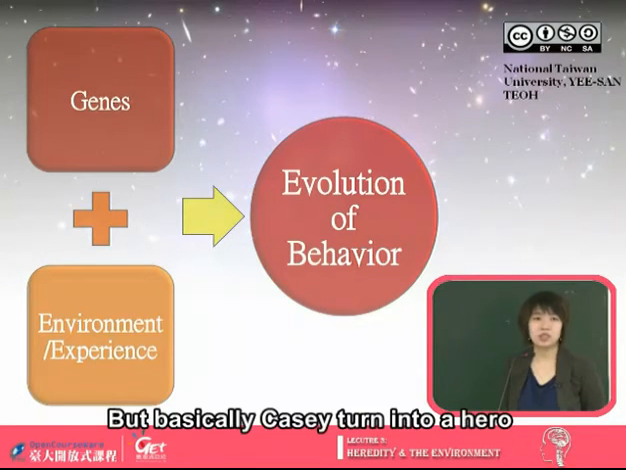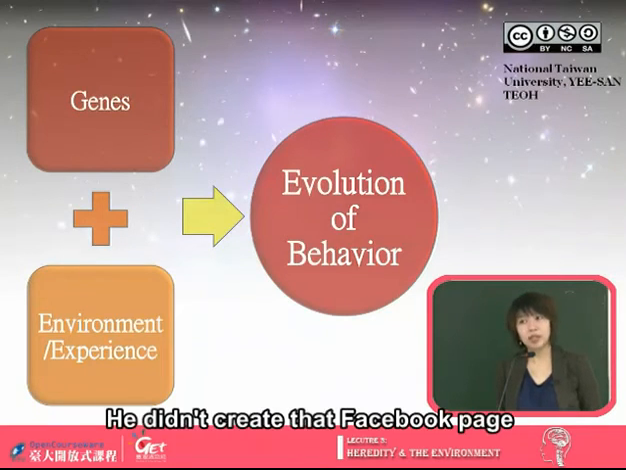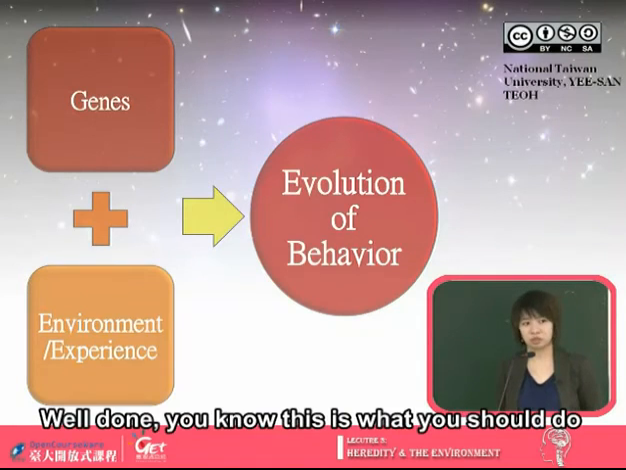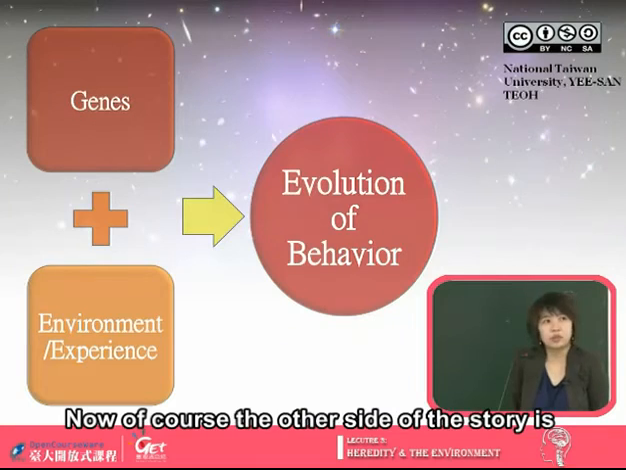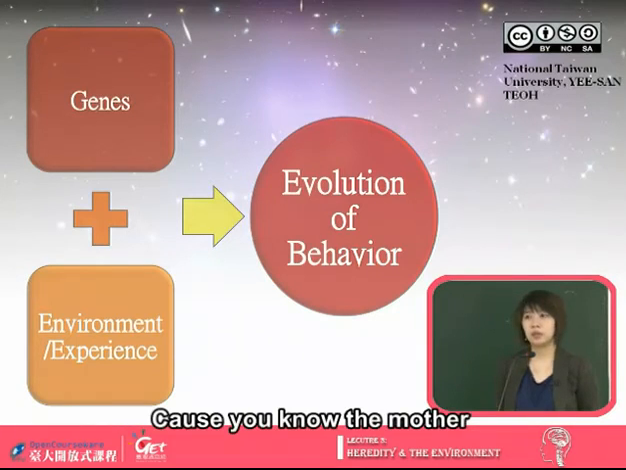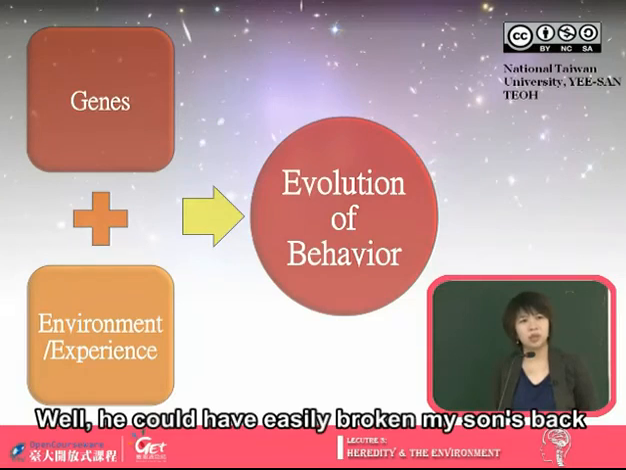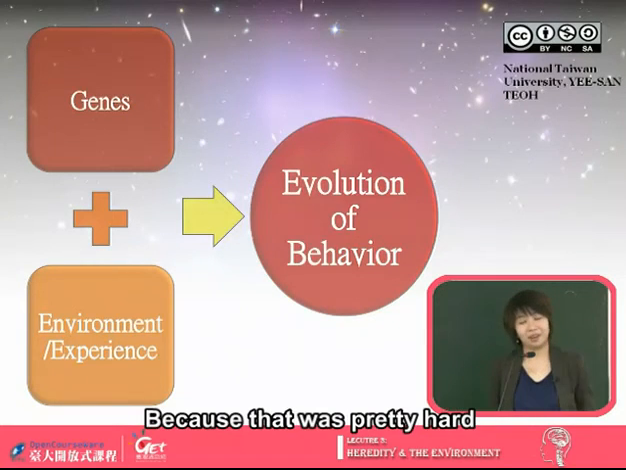But basically, Casey turned into a hero. He has his own Facebook page. He didn't create that Facebook page, but everyone who saw it basically started saying, well done, this is what you should do when you're bullied, you should fight back. Now, of course, the other side of the story is, well, it looks like he has the potential to kill someone. Because Richard's mother is coming back to say, well, he could have easily broken my son's back. He could have been paralyzed, because that was pretty hard.